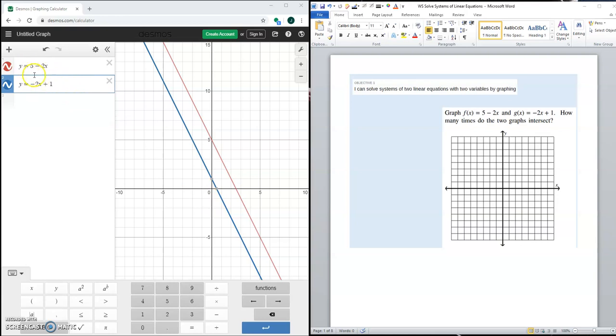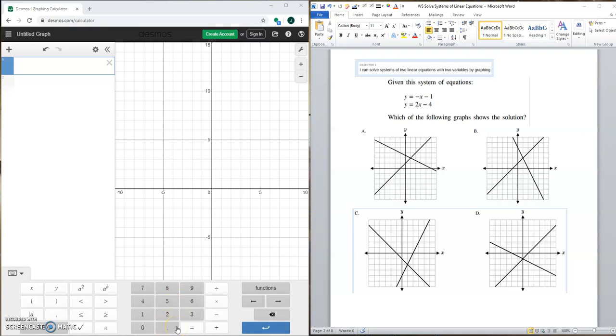And let's look at this. The slope of this one is negative 2. The slope is the coefficient of x. Right here, the slope is also negative 2. Again, it is the coefficient of x. So you know that they have the same slope. And then look at 5 and positive 1. These are two different y-intercepts. So in that case, you have parallel lines and your lines will never intersect. Because they don't intersect, they don't have a solution, because the solution means the intersection of the two lines.